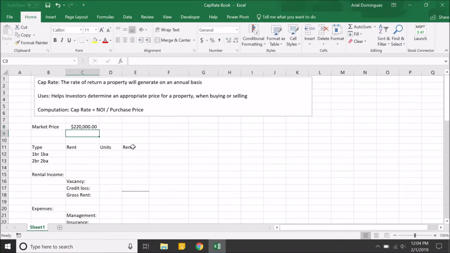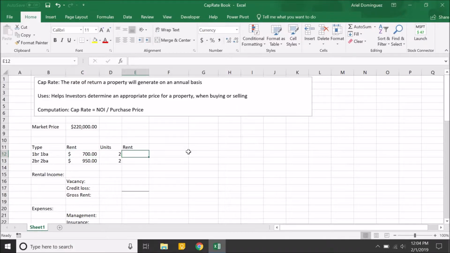So let's say you're interested in buying a $220,000 building. And this building comes with 4 units. Let's say it comes with 2 smaller units of a bed and a bath and 2 larger units of 2 bedrooms and 2 bathrooms. And let's say for these smaller units, you can get $700 in rent, and for the bigger units, you can get $950 in rent. This is each month.